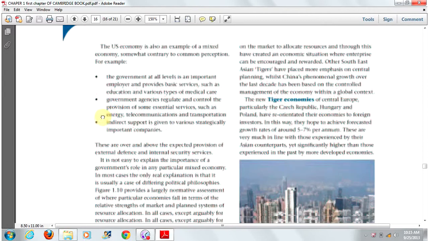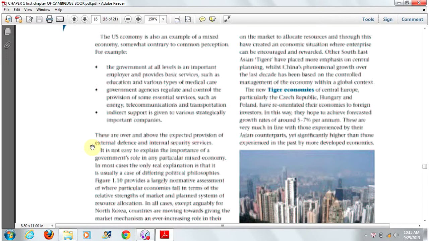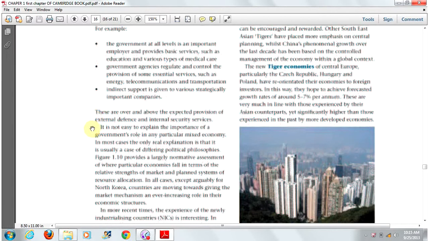It is not easy to explain the importance of a government's role in any particular mixed economy. In most cases, the only real explanation is that it is usually a case of differing political philosophies.